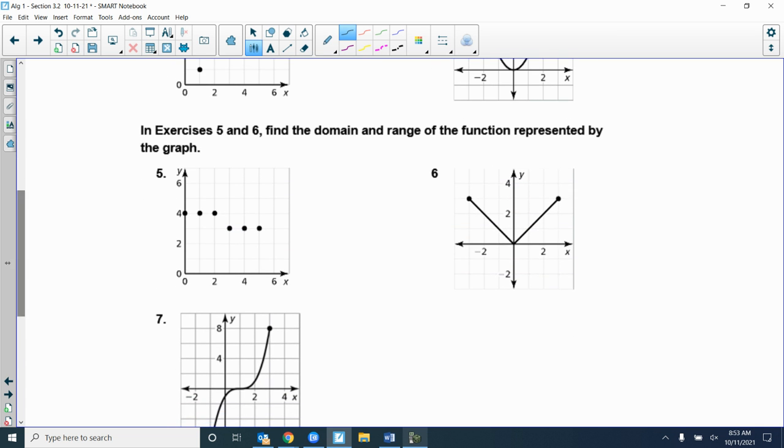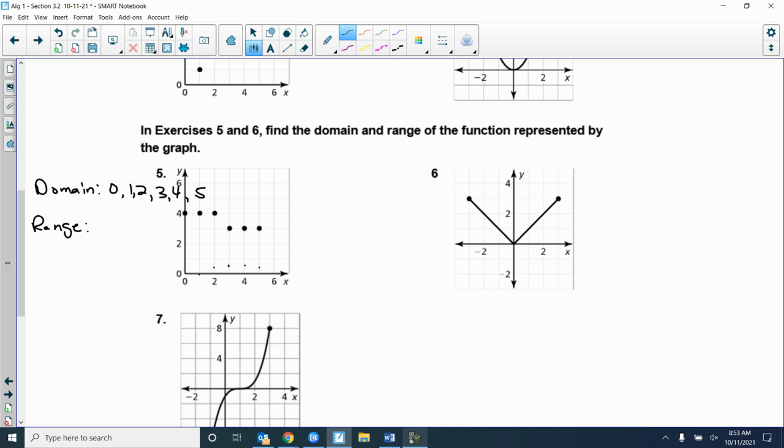All right, number 6. When you have a line or a curve, this is where you have to use the less than or equal to. And actually, let me do 5 first, and then I'll do 6. If I've got a set of points, I just need to list the individual values for the x and the y. So for the domain, I have points at x equals 0, 1, 2, 3, 4, and 5. So my domain is 0, 1, 2, 3, 4, and 5.